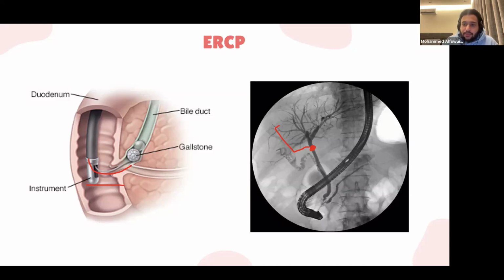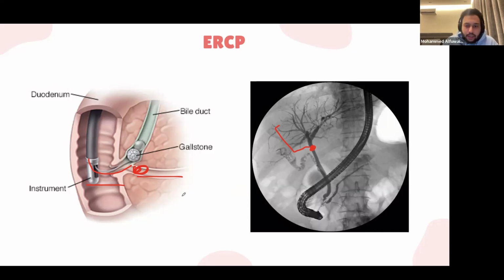Now, ERCP is more invasive because you're going in with an instrument and you're basically going into the duct. So what's one complication that can occur, especially to this area? What's this duct? Pancreatic duct, so pancreatitis. ERCP is one of the causes of pancreatitis. Anyways, it can also cause perforation and bleeding.